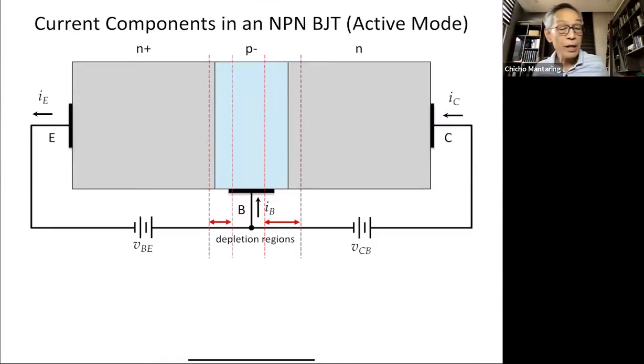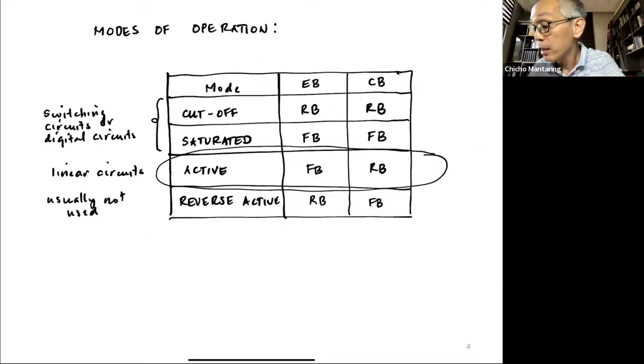Okay, what did we say was active mode? We said active mode means that the base emitter was forward biased and the collector emitter is reverse biased. So if you notice, I apply a base emitter voltage, assuming that there is no voltage drop across the quasi-neutral regions, we call it, this is supposed to be a neutral region. Sorry.